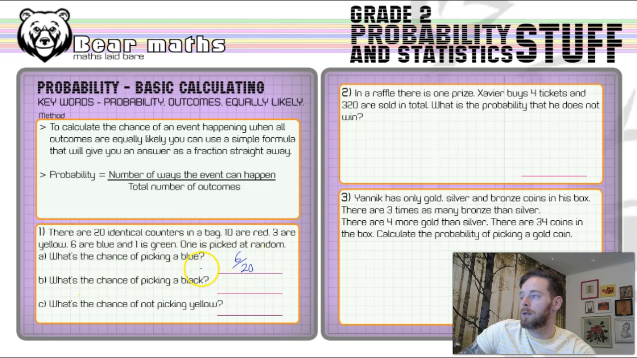What's the chance of picking a black? Well, if you look through the colours in this one, there aren't any black counters. So that would be a big fat 0. Put the 0 there, or 0 out of 20 would be fine if you didn't put that.